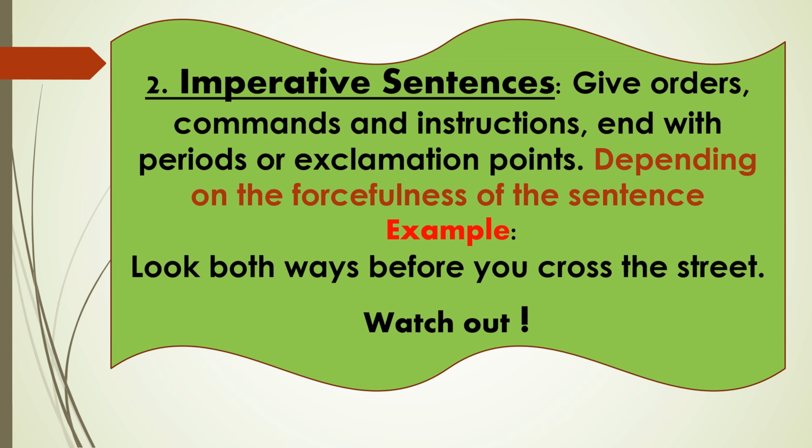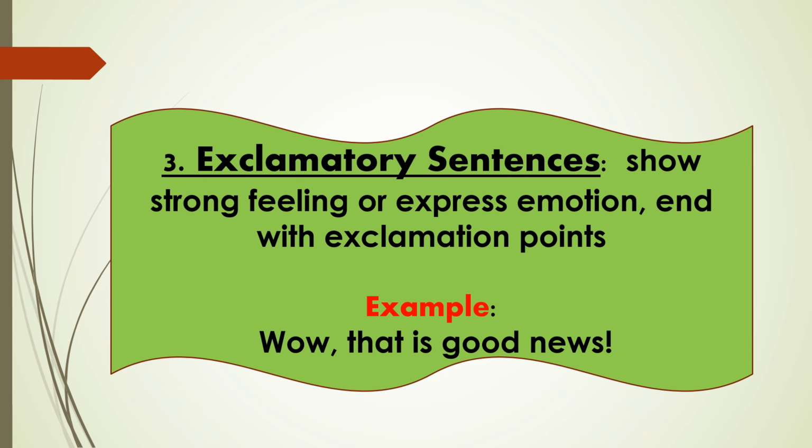The third type or the third kind of sentences according to use is the exclamatory sentences. They show strong feeling or express emotions, and they end with exclamation points. Here you have an example: Wow, that's good news! So here you have an exclamation mark.